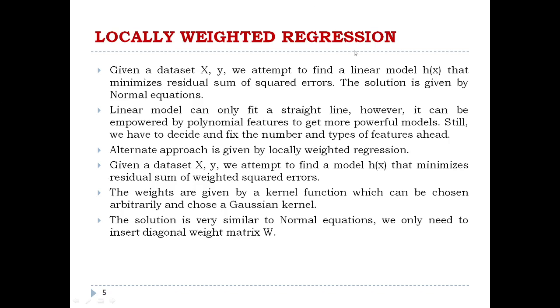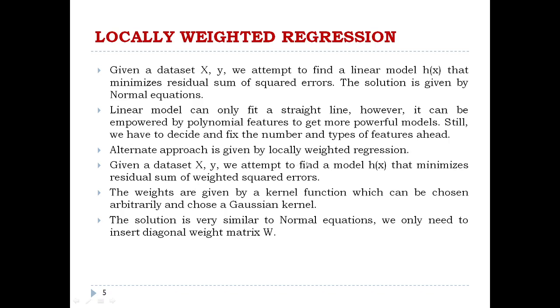So we'll see how exactly this regression algorithm works. Given a data set x, y, we attempt to find a linear model h of x that minimizes, as I said, the sum of squared errors. This solution is given by normal equations. A linear model can only fit a straight line. However, it can be empowered by polynomial features to get more powerful models. Still, we have to decide and fix the number and types of features ahead.